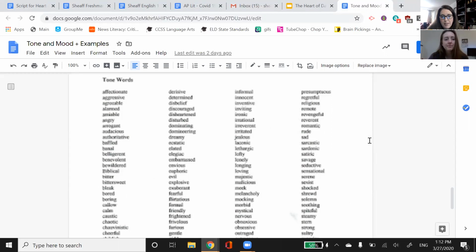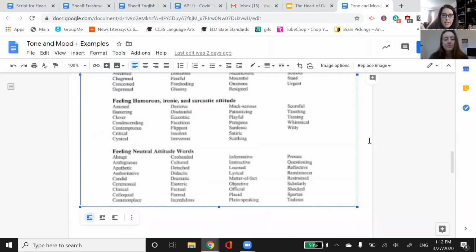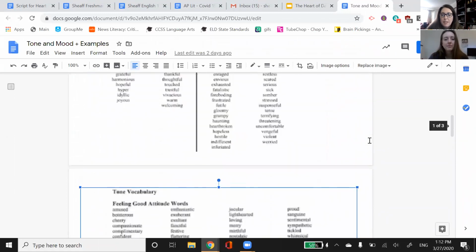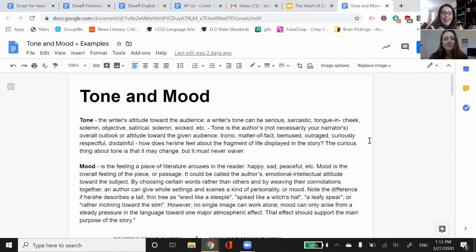So just be aware of that and know that we've got a lot of really great tone words. A lot of times we hear, oh, it's a happy tone or it's a sad tone, but the more you can narrow down what kind of sad it is or what kind of happy it is, the richer your discussion can be. And obviously with Heart of Darkness, since we're starting off with this, that's going to be central to understanding the text.